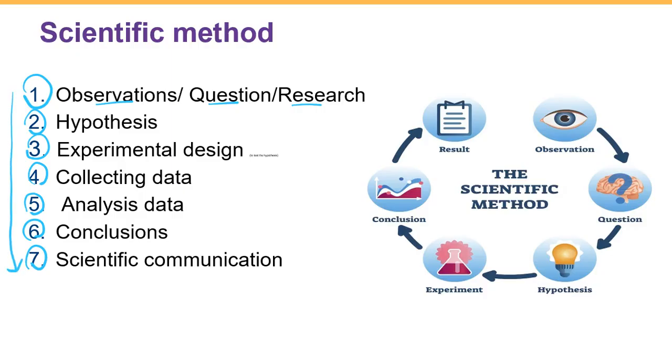So what does it mean, observation, question, and research? Everything starts with curiosity. You notice something and want to know why or how it happens. For example, why do my muscles get sore after exercise? You notice that after exercising, your muscles get sore, right? So then you have a question or an observation, and then you are going to do some research by reading what other scientists discovered about muscle soreness.